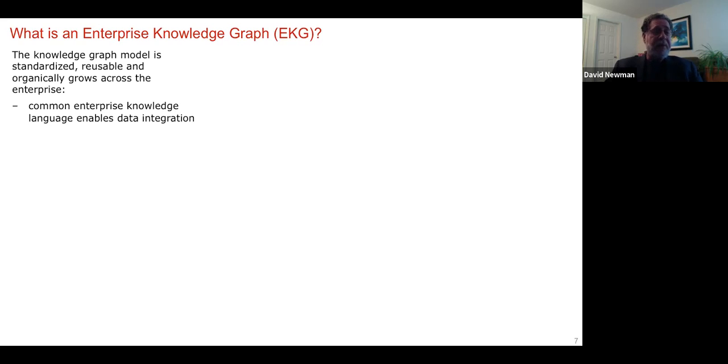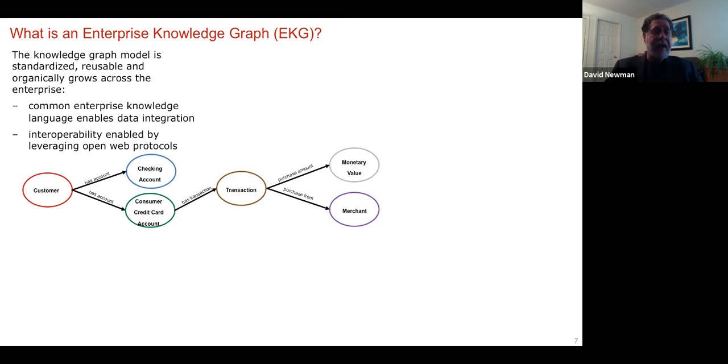And this also positions us for leveraging a common semantic language across the enterprise for better data integration, as well as for improved interoperability, because this knowledge graph model leverages open web protocols. So essentially, we're superimposing the power and behavior of the internet across our data, and the ability to link data and information in the internet is very similar to how we link and integrate data across an enterprise knowledge graph.